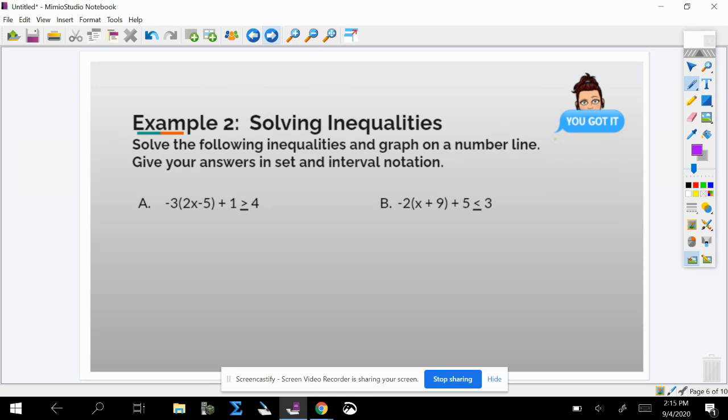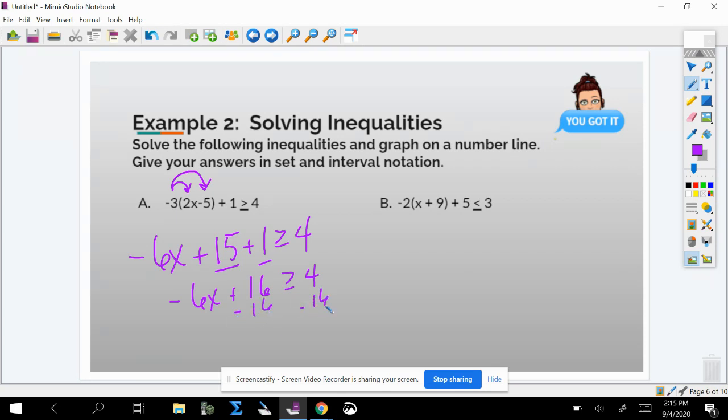So first thing I want to do, just like with equations, is start cleaning this up a little bit. I'm going to distribute. So I have negative 6x plus 15 plus 1. I'm going to add like terms that are on the same side of the inequality. So I have negative 6x plus 16 is greater than or equal to 4. I need to get the x by itself, so I'm going to subtract 16 on both sides. So I get negative 6x is greater than or equal to negative 12.